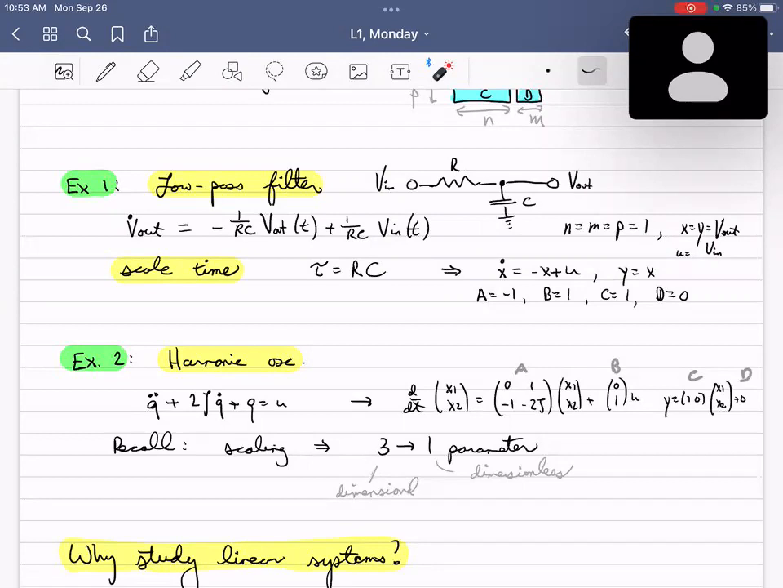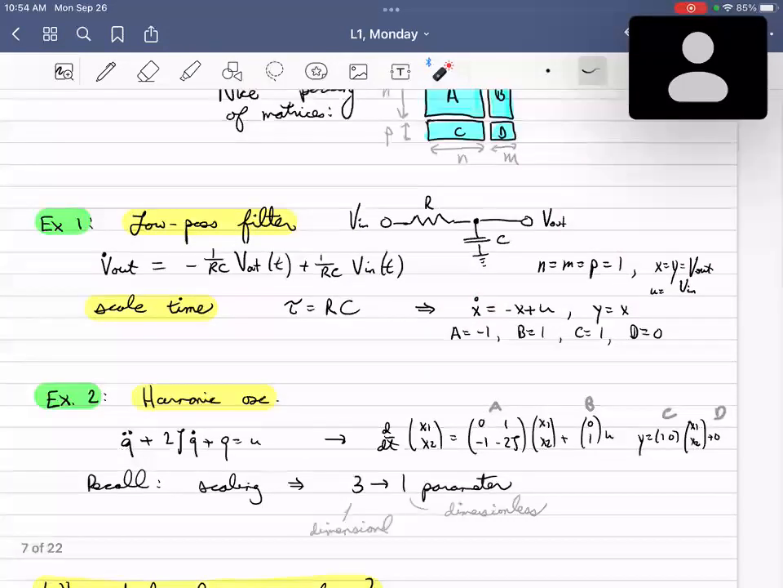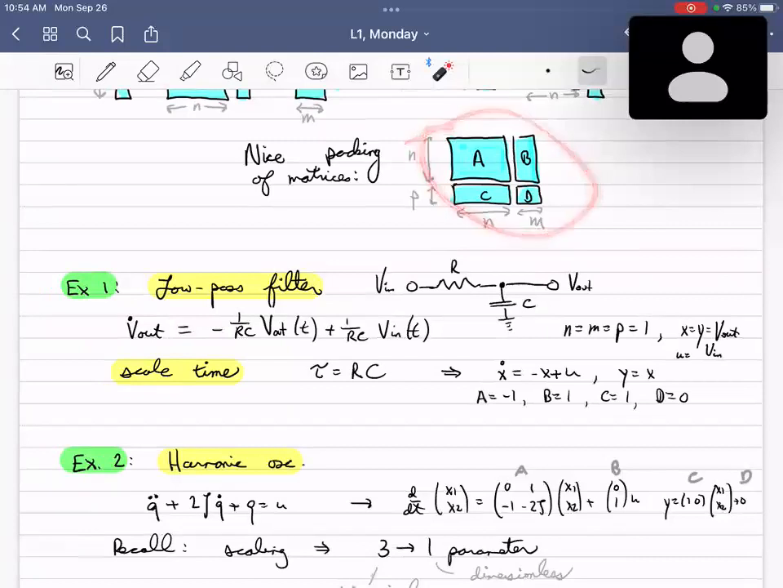This is the simplest example of what's called a low-pass filter. What it basically does is let the low frequencies through and reduces the amplitude of high frequencies. We'll get to that in a moment, but just as an equation of motion, it has x dot is minus x plus u. So in this language of having A, B, C, D, A is just minus one. Everything's a scalar here. B is plus one, and C is plus one, and there's no D.